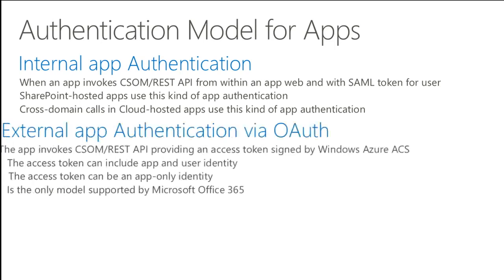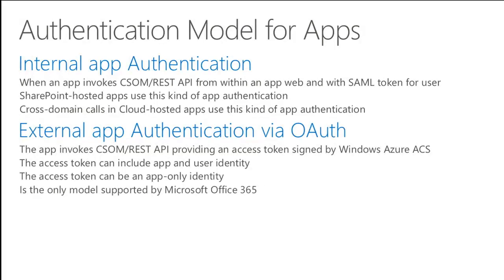On the other side, if you have an app that invokes CSOM or REST API, providing not a SAML token but an OAuth access token issued by Windows Azure ACS, this is called the external app authentication via OAuth. And the access token can be an access token with both information about the app and the user, or an app-only token. It depends on what you're doing and what your app does. And this is the only model that is supported by Office 365.